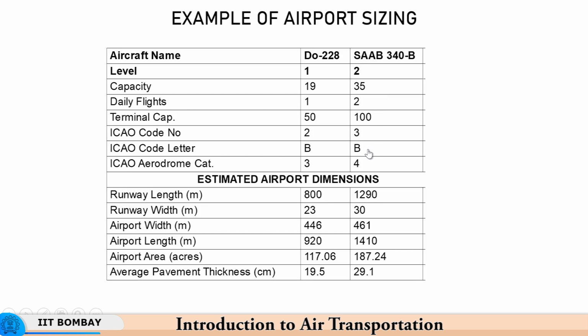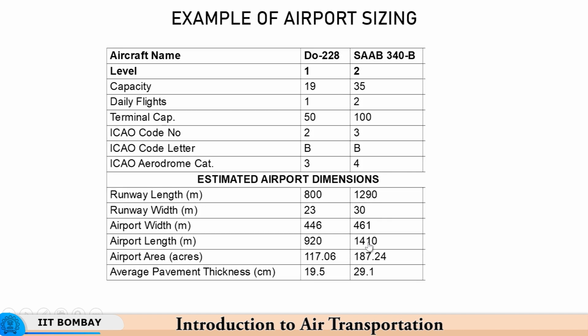See, the code category is 3 here, and the category becomes 4 here. When the category becomes 4, a minimum 30 meters runway width is required, and hence the area of the airport goes from 9.2 to 1.920. The airport length goes from 920 meters to 1410 meters, and you can see that the area increases from 117 acres to 187 acres.